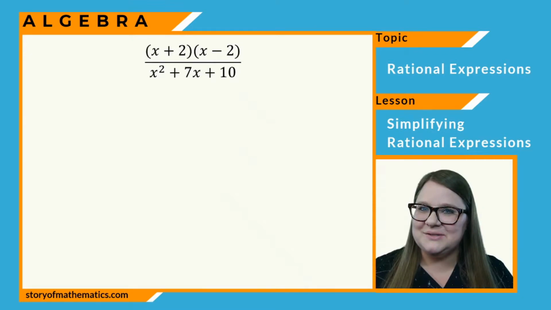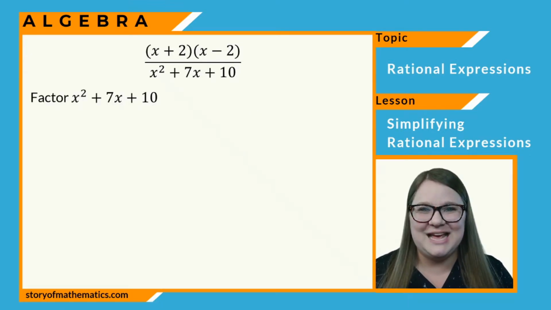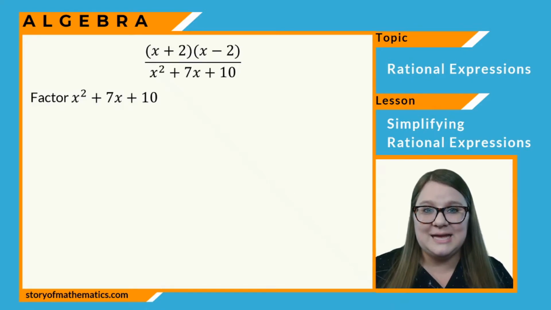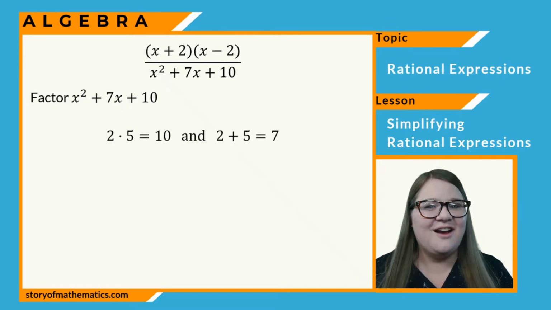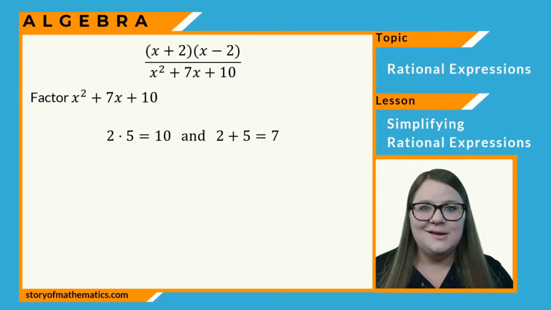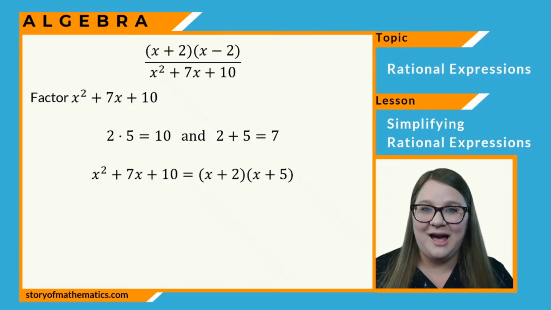The next thing I need to do is factor the denominator, which is x squared plus 7x plus 10. In order to do that, I need to find two numbers that multiply to 10 and add to 7. Well, the two numbers I can think of that do that are 2 and 5. 2 times 5 is 10. 2 plus 5 is 7. So now I can rewrite this as x plus 2 times x plus 5.